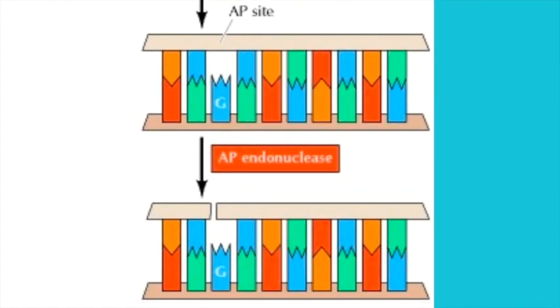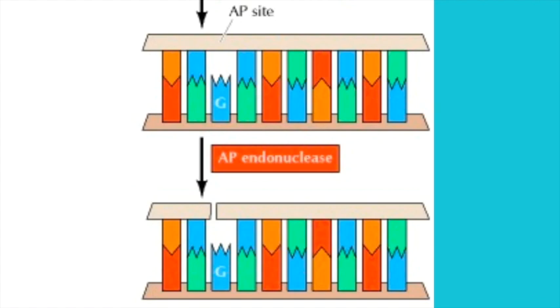Now what happens when you remove this base only? When you remove this base, you create an AP site. AP stands for an apurinic or an apyrimidinic site based on what base has been removed from this position. So glycosylase has just removed a modified base, a base that has been modified by some chemical damage. The removal of this base has led to the formation of an AP site. Now this AP site will be recognized by the second enzyme of the repair mechanism, which is the AP endonuclease.